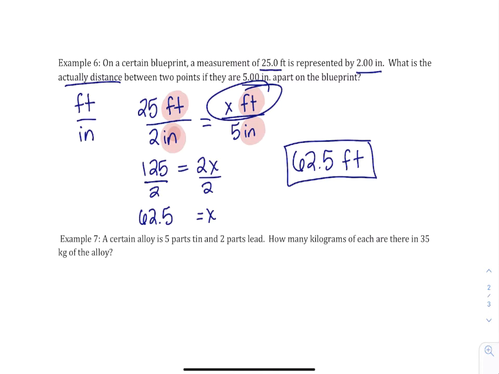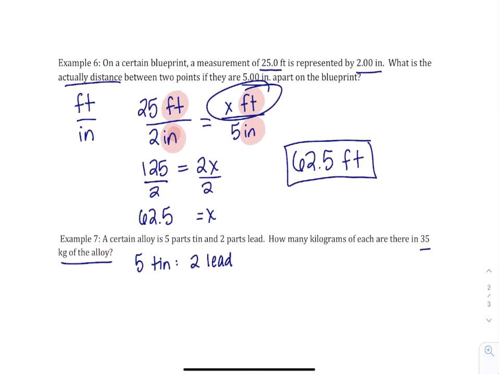We can also use proportions to solve things like example 7, where we know a particular alloy is so many parts of one material to so many parts of another material. We have to be careful with the way we set up this proportion to make sure that we have it set up to solve for what it is that we want to know. We're given that it's 5 parts tin to 2 parts lead. But what we actually want to know is how many parts there are of each material for a total of 35 kilograms of the combined alloy.